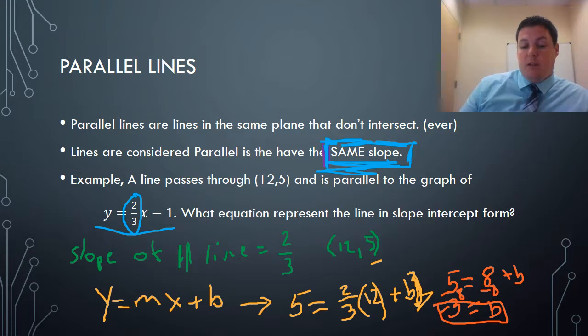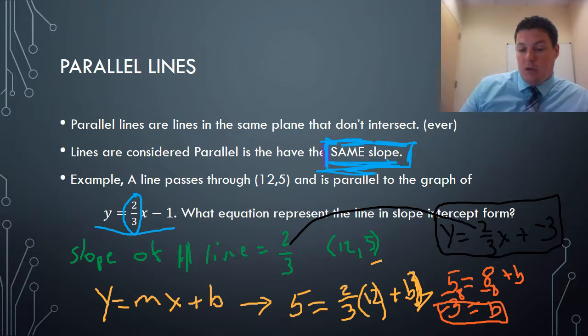So once I have b equals -3, I know the y-intercept. My equation then becomes y equals 2/3 x plus -3. I got my slope and I have my y-intercept.